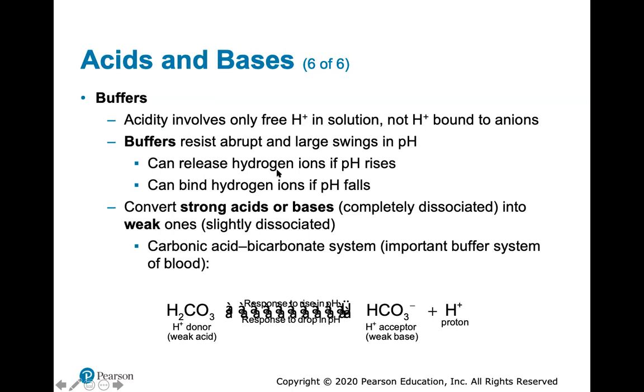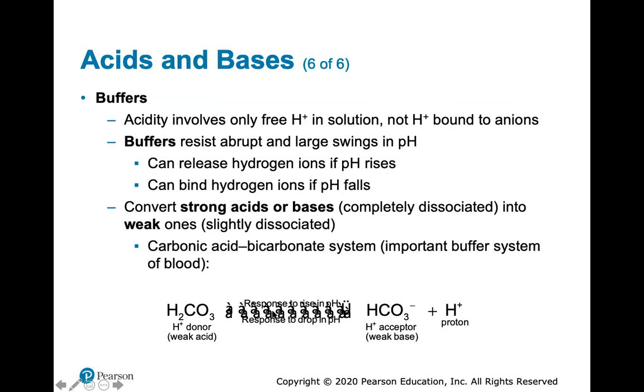Buffers can release hydrogen ions if pH rises or becomes more basic, and they can bind hydrogen ions if the pH falls or becomes more acidic. So a buffer can convert really strong acids or bases into weak ones. An important buffer system in your blood is the carbonic acid and bicarbonate system.